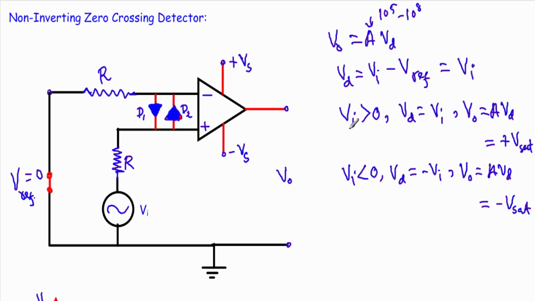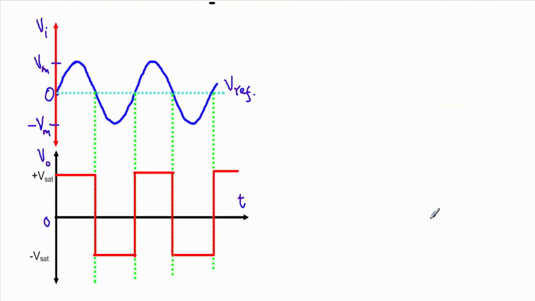As we are applying a sinusoidally varying quantity, when the input voltage is greater than 0, that means it is in the positive half cycle, then our output voltage will be in positive saturation. And when the input voltage is less than 0, that means the input voltage is in the negative half cycle, our output voltage will be in the negative saturation region. Okay, this is the waveform.